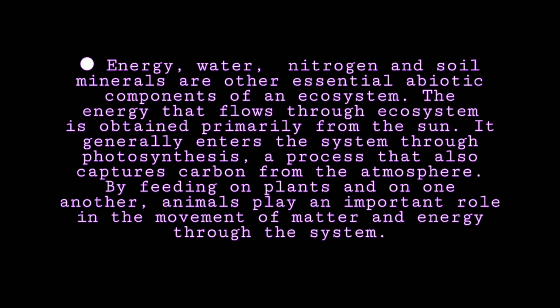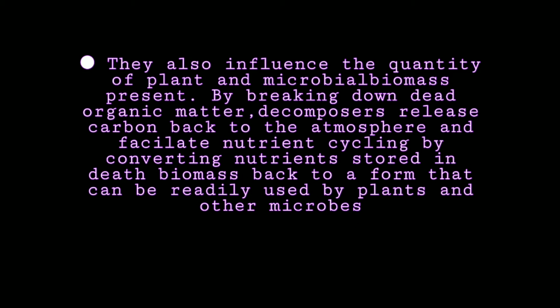The energy that flows through ecosystem is obtained primarily from the sun. It generally enters the system through photosynthesis, a process that also captures carbon from the atmosphere. By feeding on plants and one another, animals play an important role in the movement of matter and energy through the system. They also influence the quantity of plant and microbial biomass present.